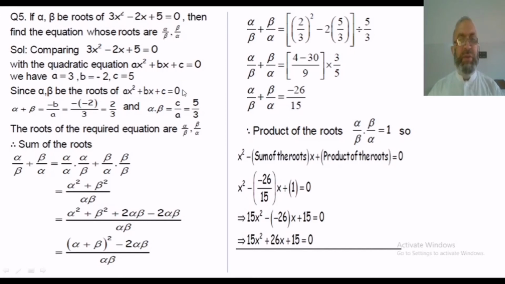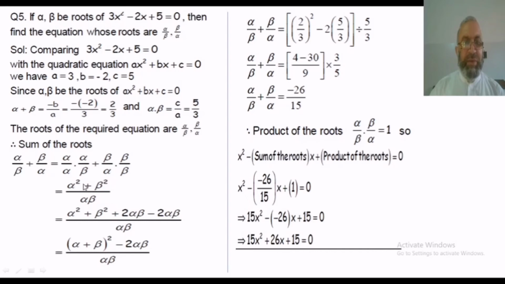Since alpha, beta are the roots of the given equation, the sum of the roots is 2 by 3, and the product of the roots is 5 by 3. Now the required equation, if these are the roots, alpha over beta, beta over alpha. First of all, their sum: alpha over beta plus beta over alpha is equal to, now by taking LCM alpha beta, we multiply the first by alpha by alpha and the second by beta by beta. So this becomes alpha square plus beta square over the LCM alpha beta.